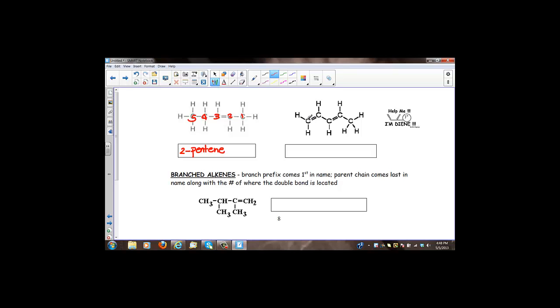On this one, I have 1, 2, 3, 4, 5. This is better to name from left to right. If I named it from right to left, it would be 1, 2, 3, 4, 5. So it would be 2 and 4 instead of 1 and 3.